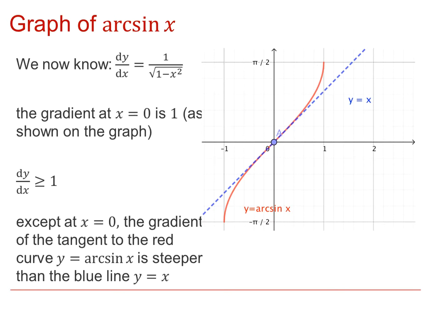If we check back with the graph, now that we know dy by dx is 1 over the square root of 1 minus x squared, and that the gradient at x equals 0 is therefore 1, we can see that except at x equals 0, the gradient of the tangent for the red curve y equals arcsine x is steeper than that blue line y equals x. So the algebra agrees with the shape of the graph.